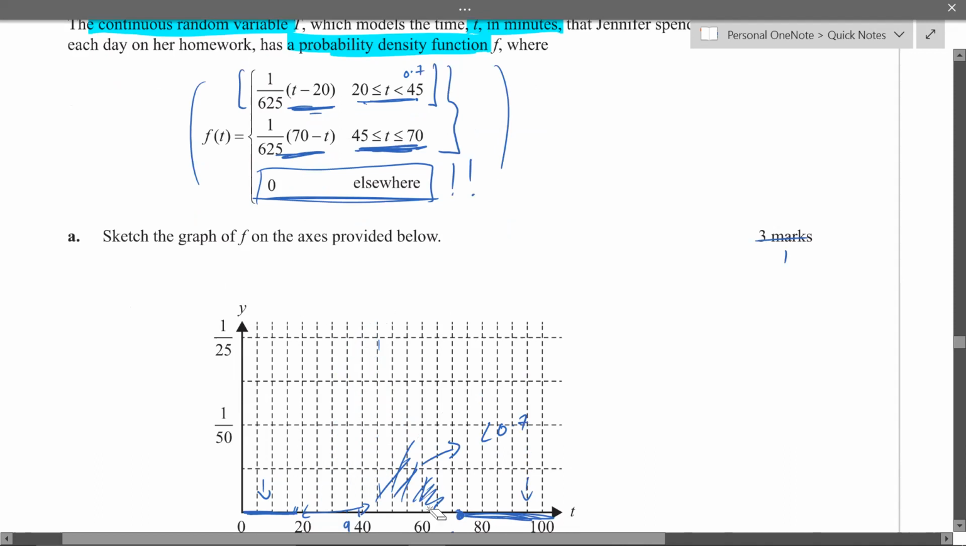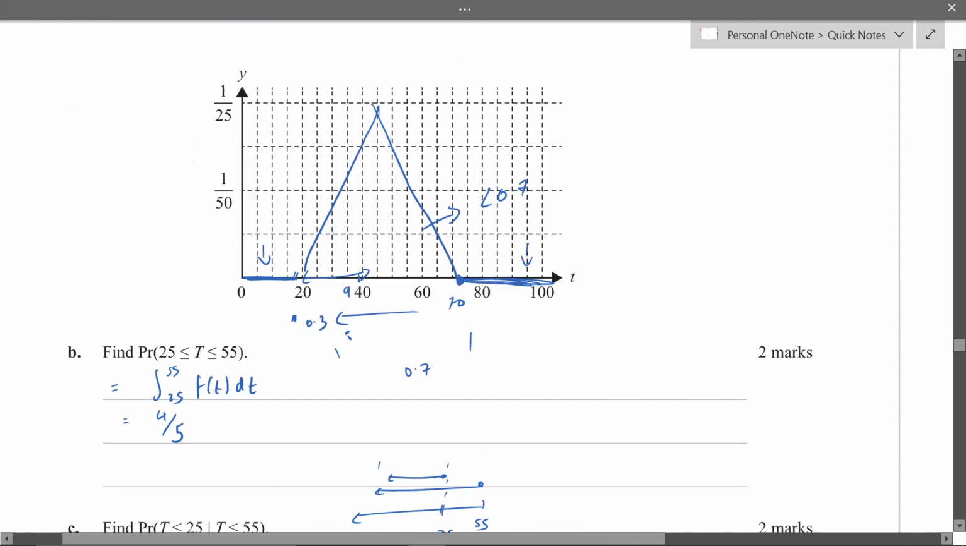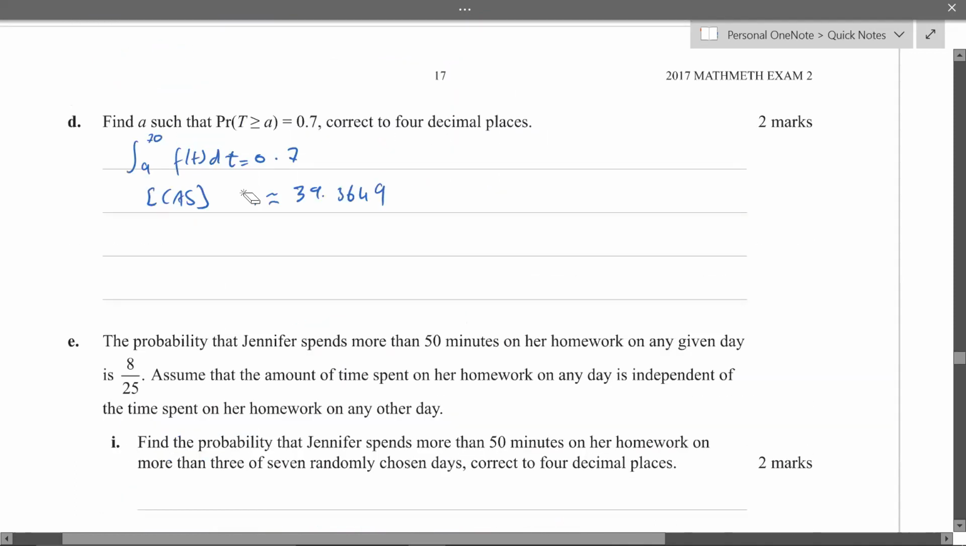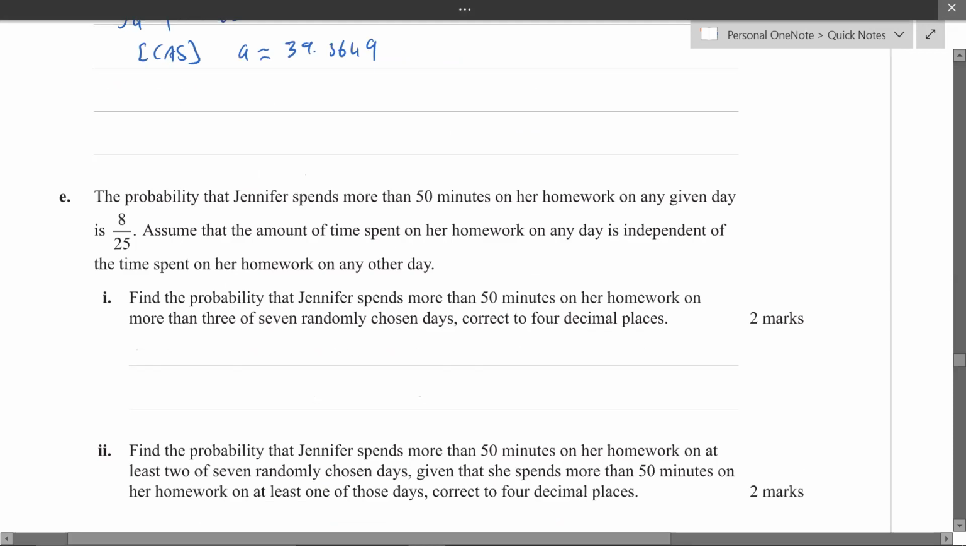It always helps to look at the graph you drew, because then you can visualize what the area would look like. Otherwise, just put it as a hybrid function into your CAS and it will do the work for you. So now we're moving on to binomial.